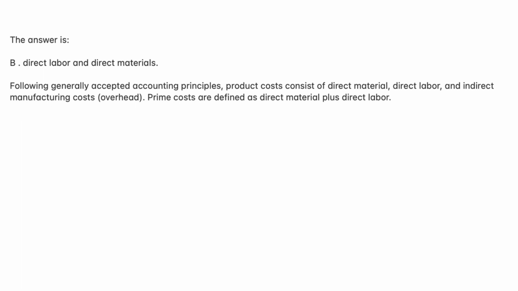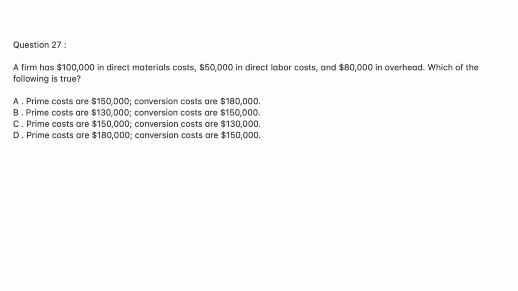Prime costs are defined as direct material plus direct labor. Question 27. A firm has $100,000 in direct materials costs, $50,000 in direct labor costs, and $80,000 in overhead. Which of the following is true?